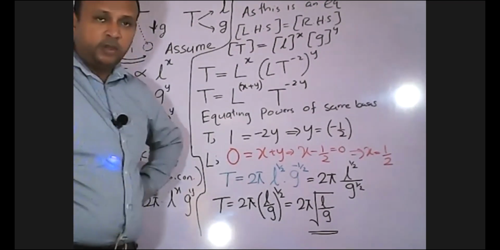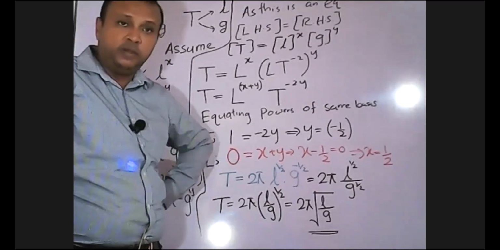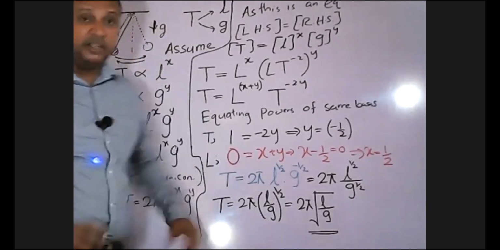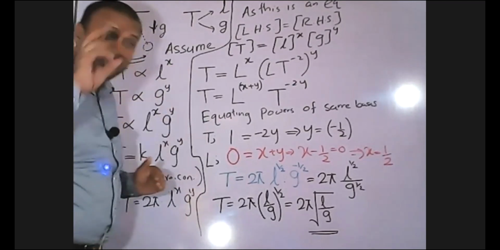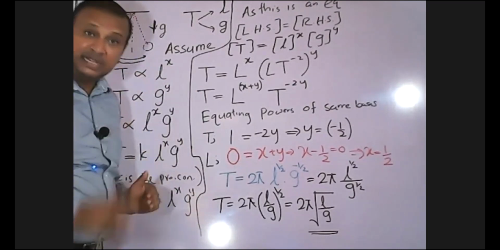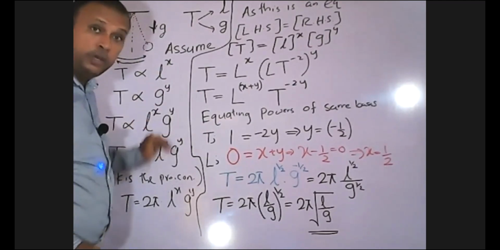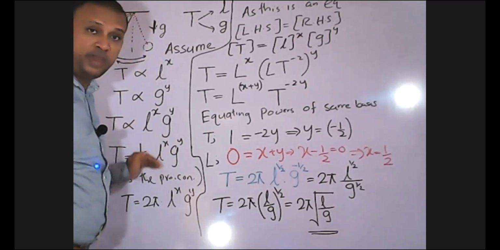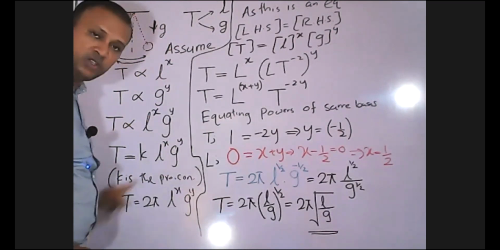When we are determining a relationship or an equation between the given physical quantities, the first thing you have to do is assumption. You should mention that in your answer. That is the first step. After that, you have to build an assumed equation. So this is the assumed equation.